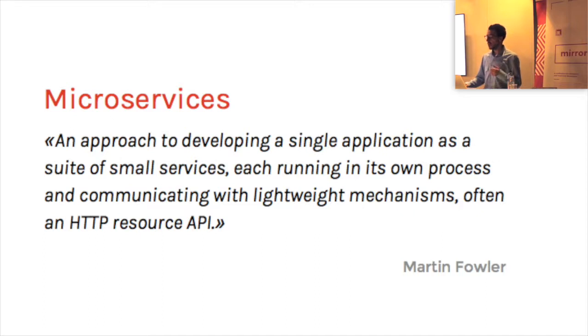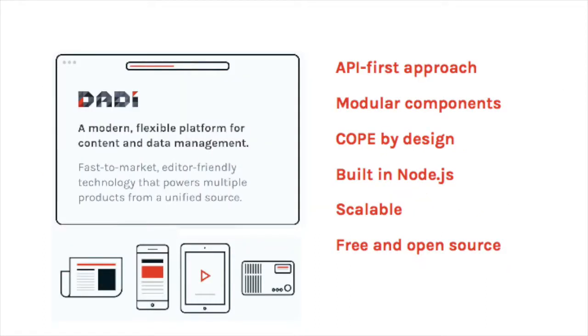And at this point, I started working with a company called Dadi. What we did, we built a product. We built a data and content management platform. It's an API-first approach, so everything revolves around a RESTful API. All the features are implemented as modular, self-contained and deployable components. And the most important part of it is scope by design.